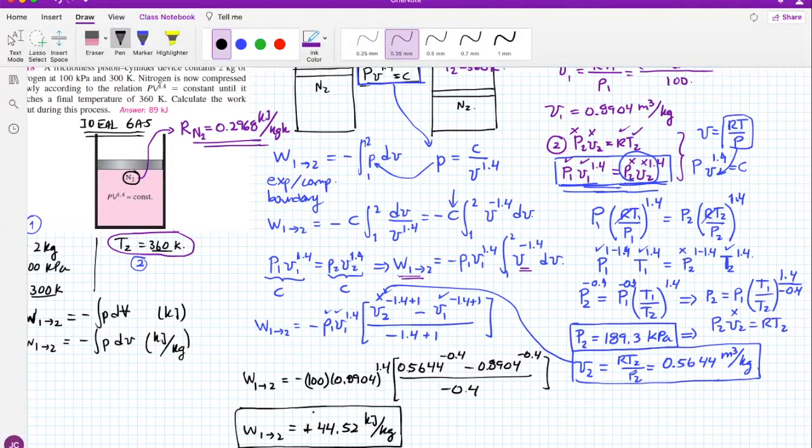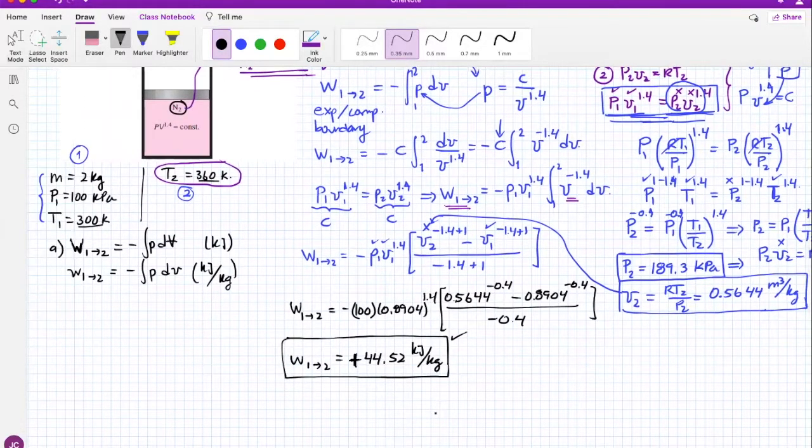It's a good thing that it's positive because it means that work went into the cylinder piston, and that's why the volume was reduced, because somebody pushed it down. So this sign over here has some logic out of what is happening. With that, I already found what they were asking me.